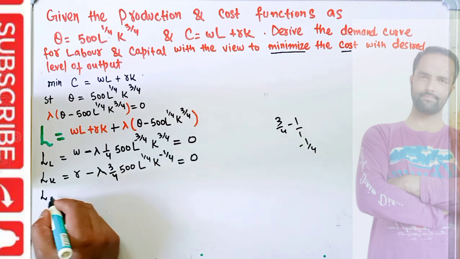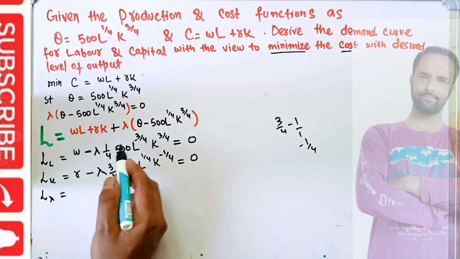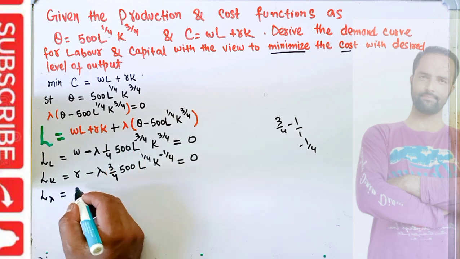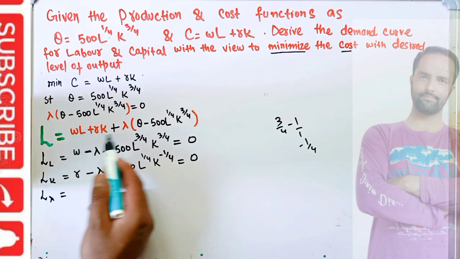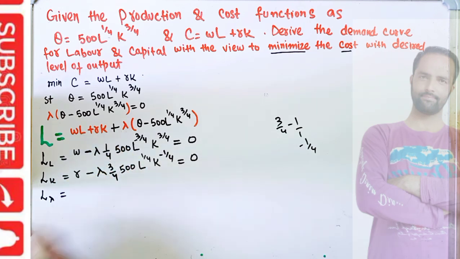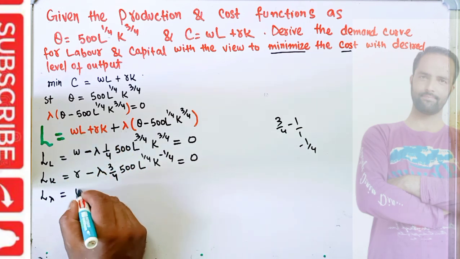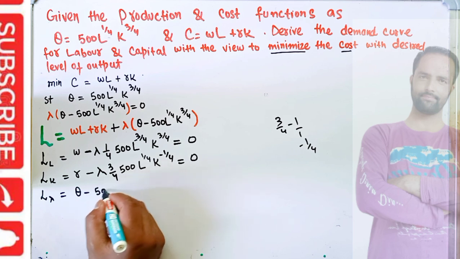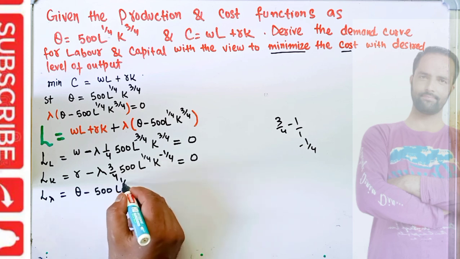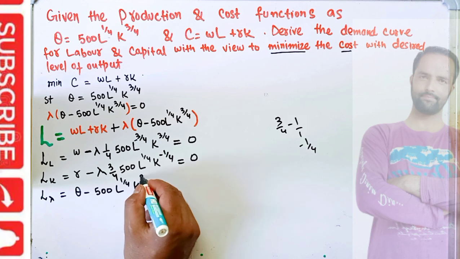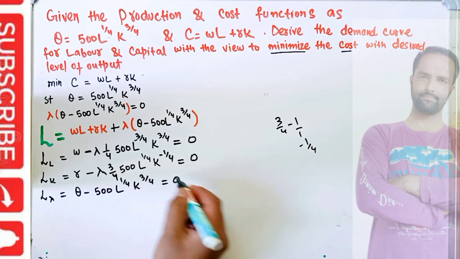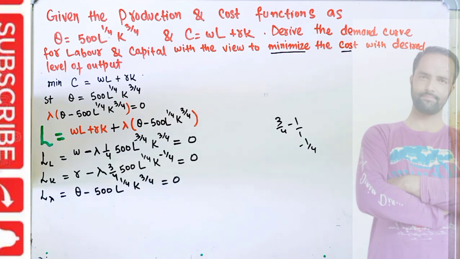Then take the derivative with respect to lambda. The derivative of lambda is 1, so we are left with the constraint term. No lambda is involved in the first two terms, so their derivative is 0. We are left with Q - 500 L^(1/4) K^(3/4) = 0. No problem up to this point.